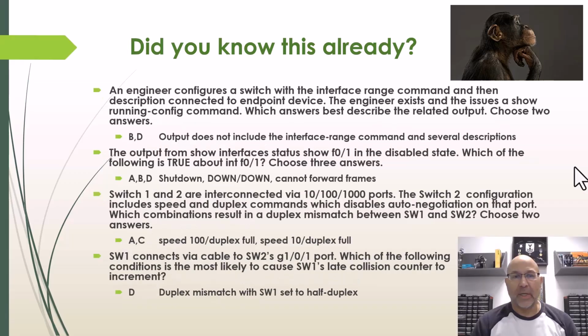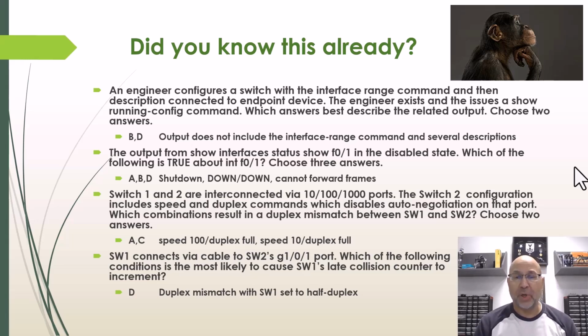An engineer configures a switch with the interface range command and then a description connected to the endpoint device. So that's actually a command. Description connected to an endpoint device. The engineer exits and issues a show running config command. Which answers best describe the related output? Choose two. Well, the interface range command is not part of the output, so that was one of them. And then the other thing is that when you do an interface range command, it goes for a whole bunch of ports, and then if you do a description, it'll be applied to all of those. So that was the answer there.